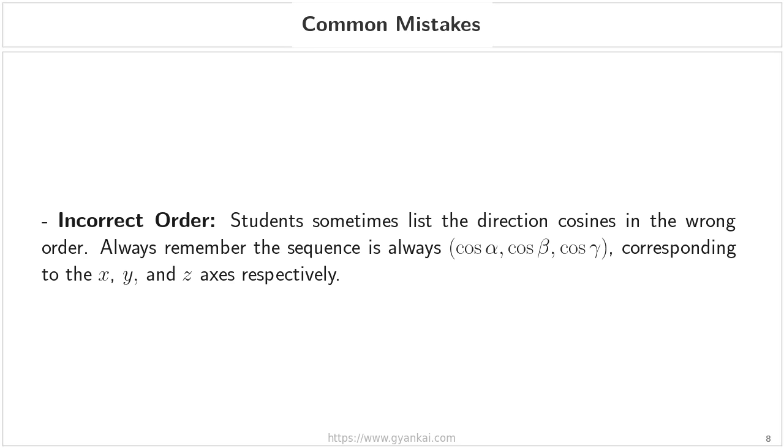First, watch out for the incorrect order of values. It is very easy to get mixed up when writing down your final coordinates. Always remember that the sequence must strictly follow the order of alpha, beta, and gamma. In other words, the set is always cosine alpha, cosine beta, cosine gamma, which corresponds directly to the x, y, and z axes respectively. If you swap them, your entire vector will point in the wrong direction.